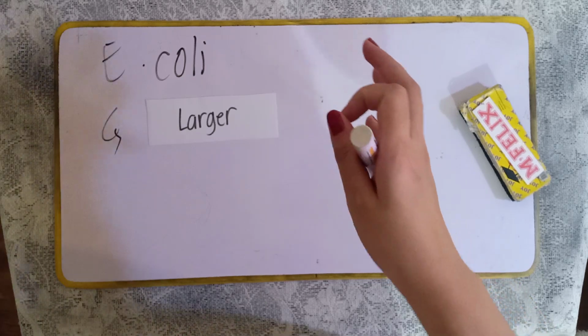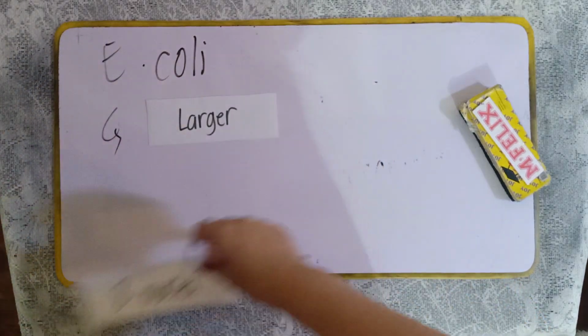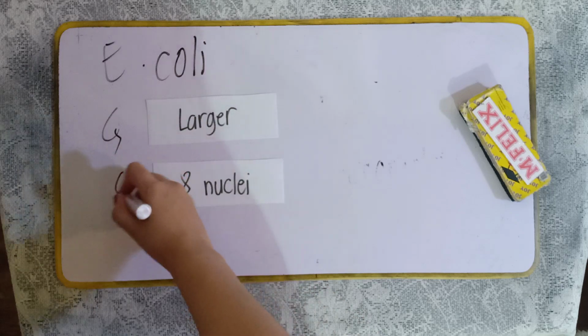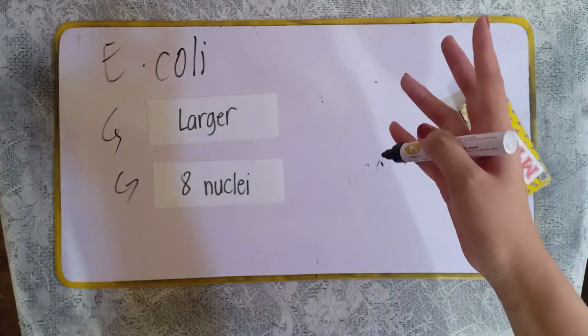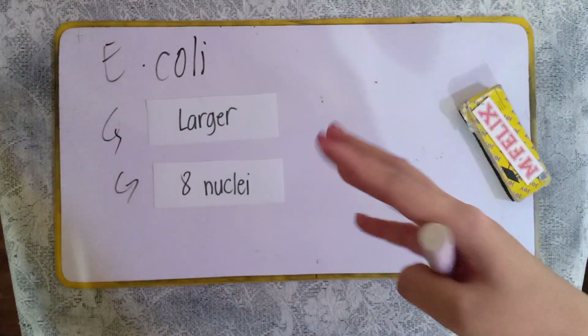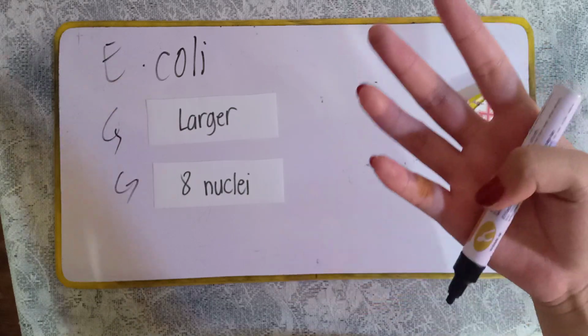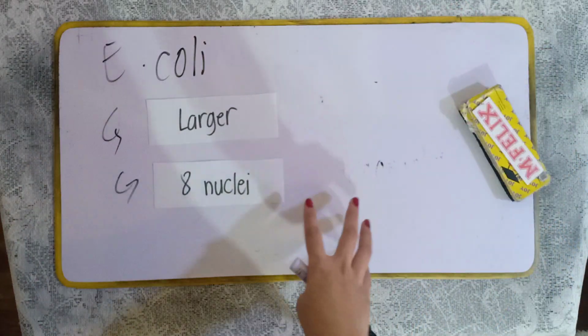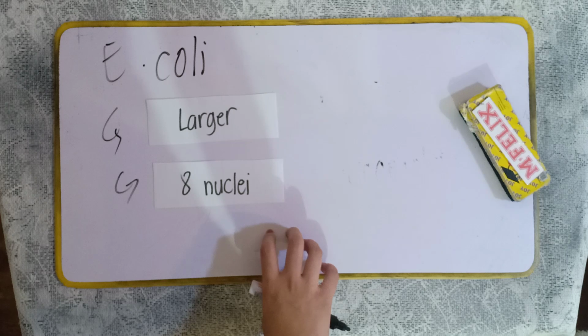Tapos, very obvious yan class na Entamoeba coli kasi mas numerous yung kanilang nucleus. Usually, umaabot yan ng up to 8 nuclei. Compared to your E. histolytica, di ba hanggang 4 lang. Yung mga mature cyst nila, it only contains 4 nuclei. Okay? But for Entamoeba coli, hanggang 8.